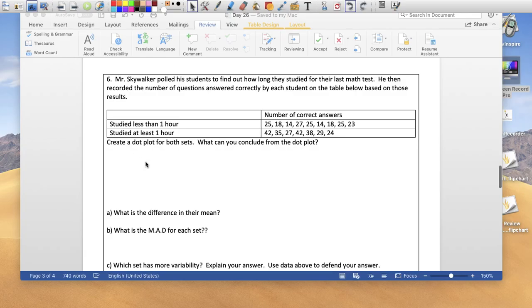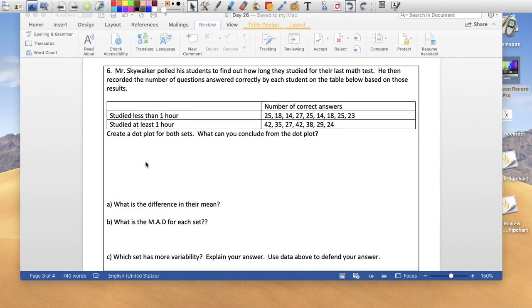Okay, so number 6. Mr. Skywalker polled his students to find out how long they studied for the last math test. He then recorded the number of questions answered correctly by each student in the table below. Those who studied less than 1 hour got these correct: 25, 18, 14, 27, 25. Those who studied 1 hour or more got 42, 35, 27, 42, 38, 39, and 24 correct.